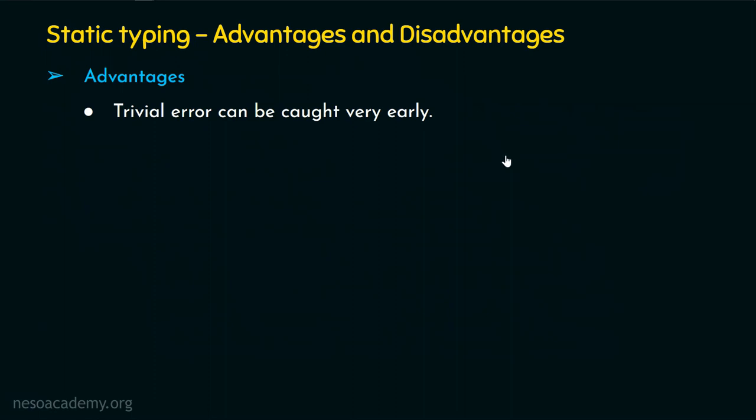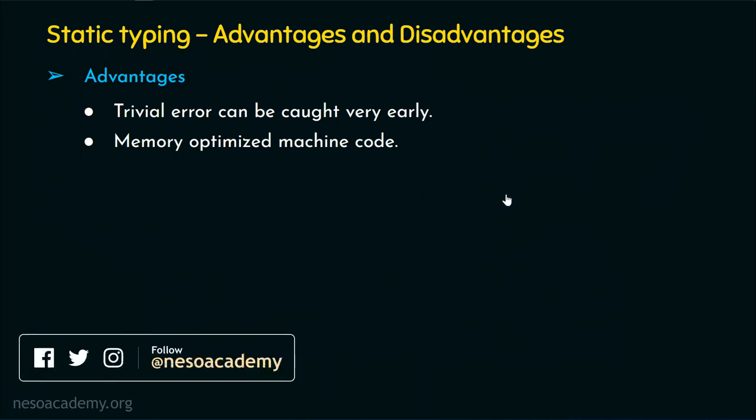Let's see the next advantage. Static typing can help us produce memory-optimized machine code. Now we learned earlier that data type in static typing is known at the compilation time. Well, since the type of the data that we declare in the program is known beforehand, the computer will be in a better position to calculate the memory requirement of each data and then come up with a machine code that will be optimal as far as memory allocation is concerned.